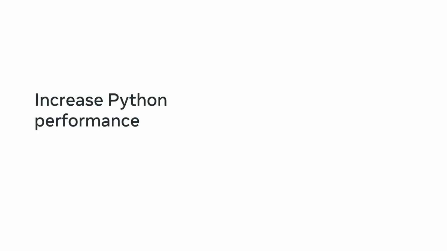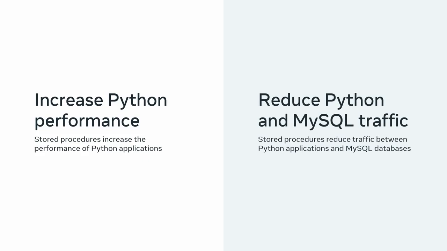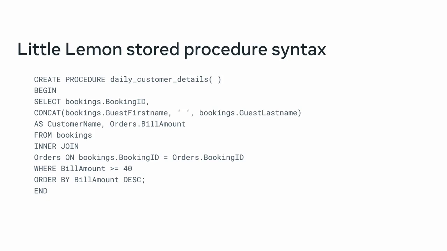And you examined the advantages of using stored procedures with Python. You saw that they increase the performance of Python and reduce traffic between Python and MySQL. In the next item in this lesson, you learned how to access stored procedures using Python. You explored some examples of stored procedures from Little Lemon, like the inner join operation. You saw how they made use of these stored procedures in Python to query a MySQL database.